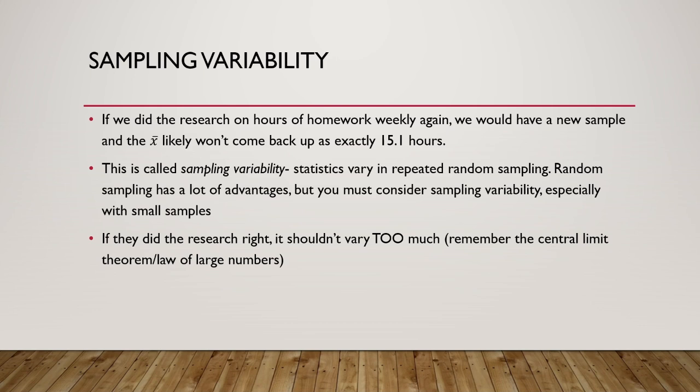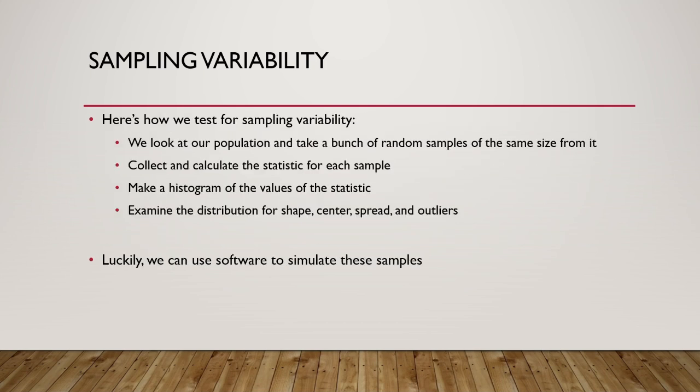Random sampling has a lot of advantages. We'll talk about how it's great to reduce bias, but we always have to consider sampling variability, especially if you're doing small samples. So here's how we test for sampling variability. So first we look at our population and we take a bunch of random samples of the same size from it. We'll collect and calculate the statistic for each sample, so basically our mean.